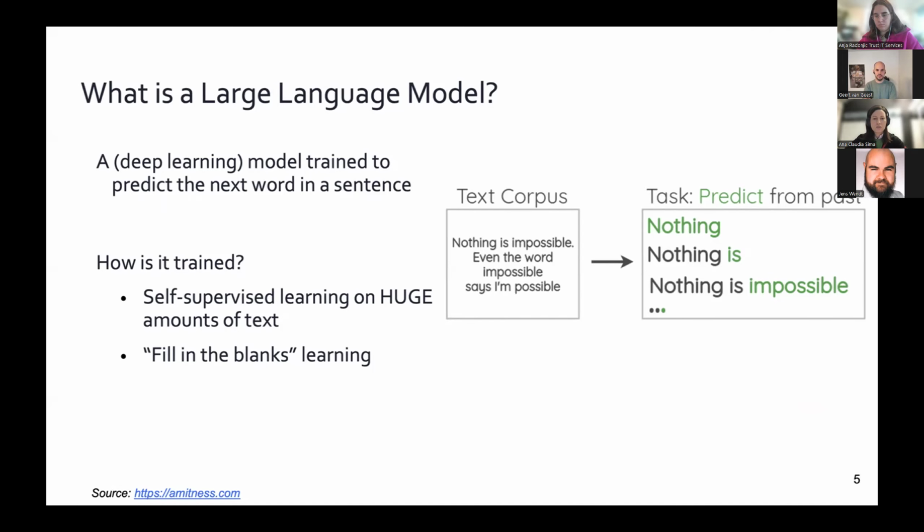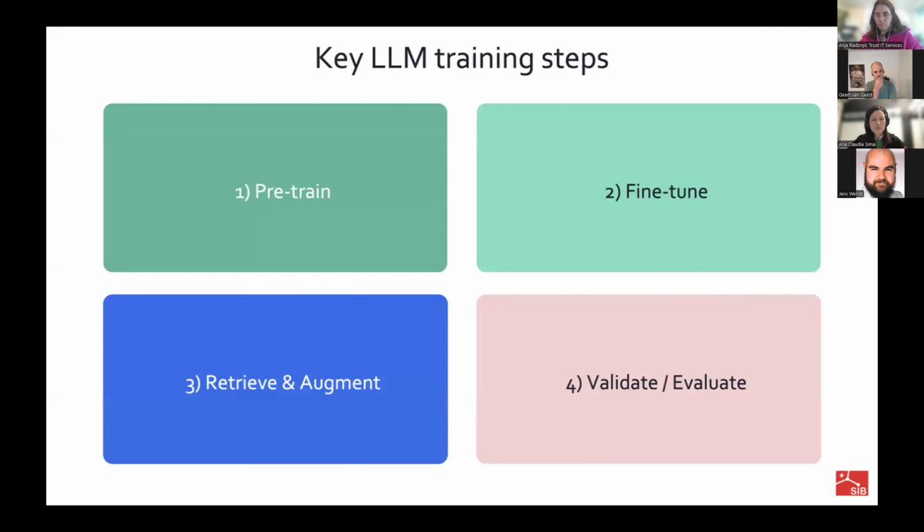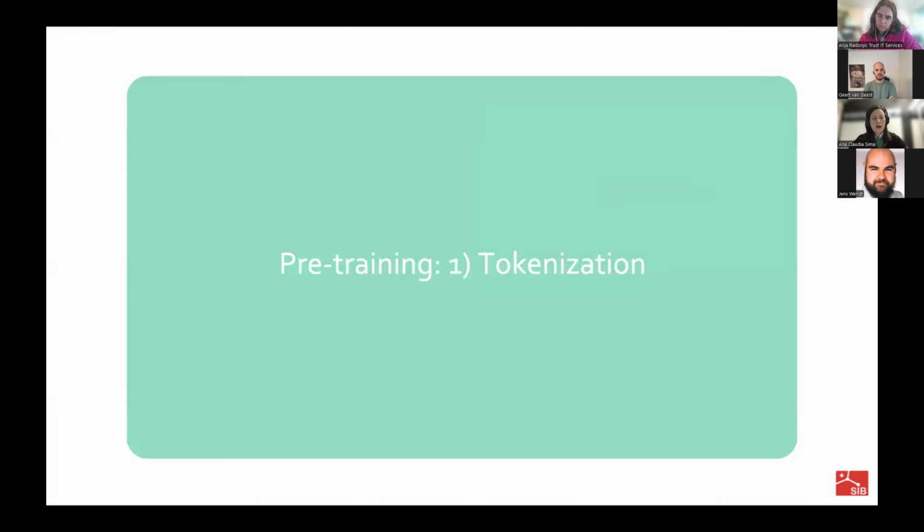There are a few steps in the process. It's good to know them in principle, and probably some of you already do. Pre-training, fine-tuning, retrieve and augment, and finally, it's always good to also validate and evaluate what you use for your purpose. I will very briefly mention the very first step, which is tokenization.